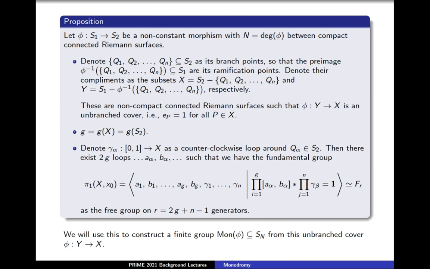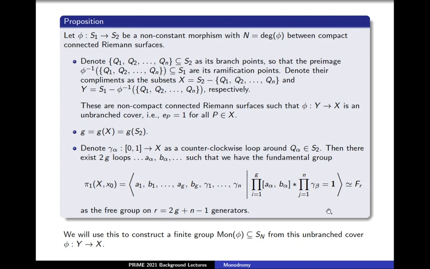So we take the product over alpha equals 1 to g of a sub alpha, b sub alpha, a sub alpha inverse, b sub alpha inverse, times the product of beta equals 1 to n of the gamma sub beta. And so that relation is trivial. So this group is isomorphic to F sub r, the free group on r equals 2g plus n minus 1 generators. So we have our initial 2g plus little n generators, but then we have this one relation. So our group will end up being the free group on r generators.